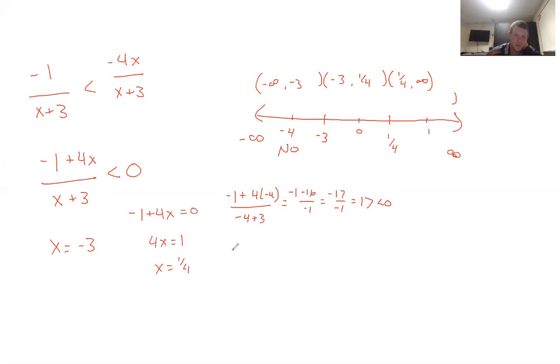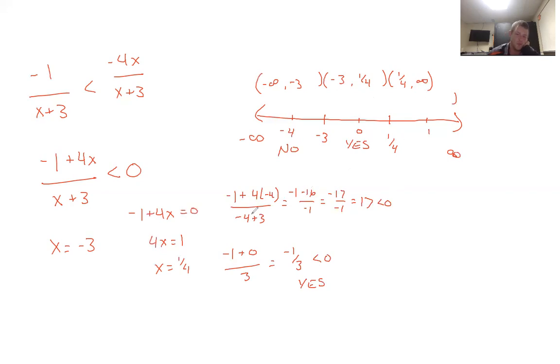All right, plug in 0. -1 plus 4 times 0 is 0. 0 plus 3 is 3. Your answer is -1/3. Is that less than 0? Yes. So this interval is the answer so far.